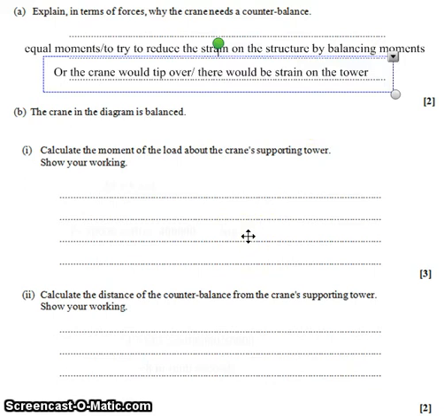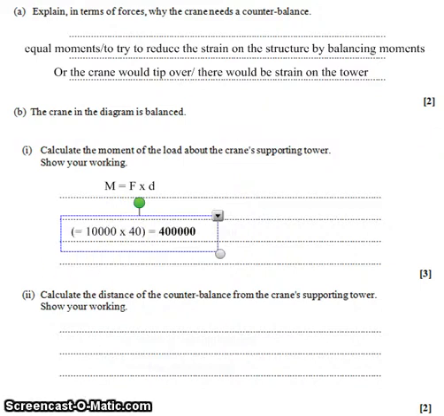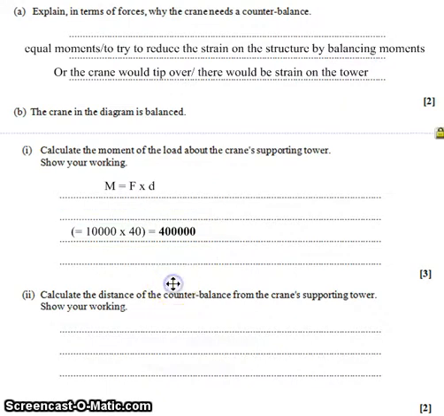Part B. It says in the question that the crane is balanced and we have to calculate the size of the moment. We use the equation moment equals force times perpendicular distance from pivot. If we look at the size of the force and the distance, we can put in the values. So we've got 10,000 newtons and we've got 40 meters, giving us 400,000. Now we must include the units in this question. This is where a lot of students slipped up. Force in newtons multiplied by distance in meters gives us newton meters.